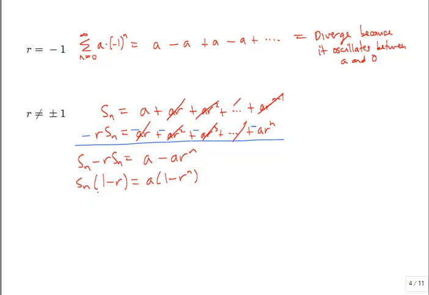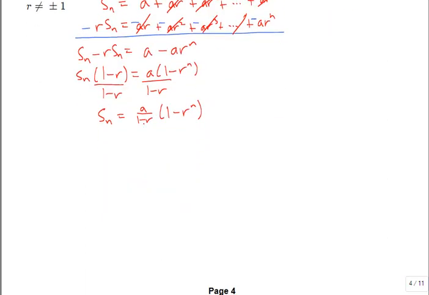So what I'm going to do last here to finish solving for my s sub n is divide by that 1 minus r. So s sub n will be a over 1 minus r times this 1 minus r to the n. So that's what the generic nth partial sum would look like, assuming that r is not 1 or negative 1. And what we can say then is that the limit of this nth partial sum will be what my sum is equal to. So if this converges, then my sum converges. If this diverges, then my sum diverges.